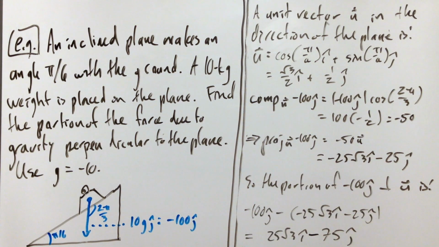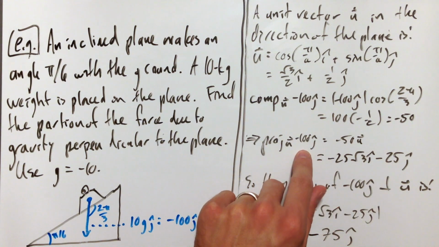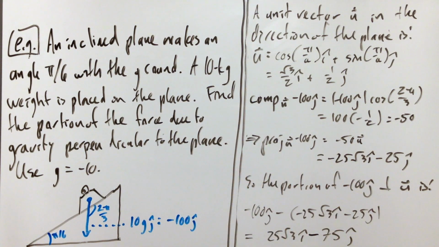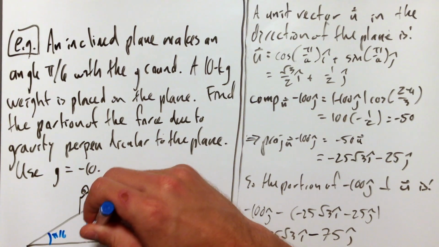Then the portion of the force due to gravity vector that is perpendicular to the plane, and therefore perpendicular to u, is going to be negative 100j minus this vector, the projection of negative 100j along u. So subtracting that, negative 100j minus negative 25 root 3 i minus 25j gives us 25 root 3 i minus 75j. And so that represents this vector right here.